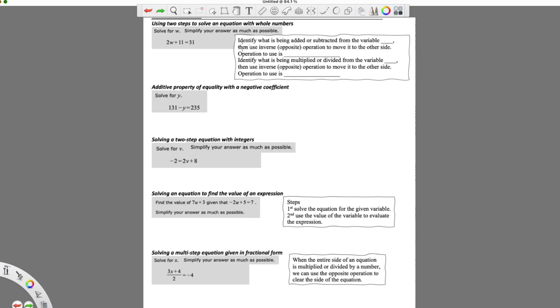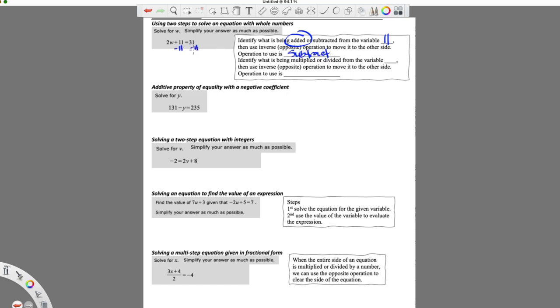That's our first step. So I've kind of already pointed out the variable there. There's W. It's 2W plus 11. So 11 is being added. So we have 11 here. The opposite operation, because that's always what we're looking for, to undo that would be subtraction. So we're going to subtract 11 from both sides of the equal sign.